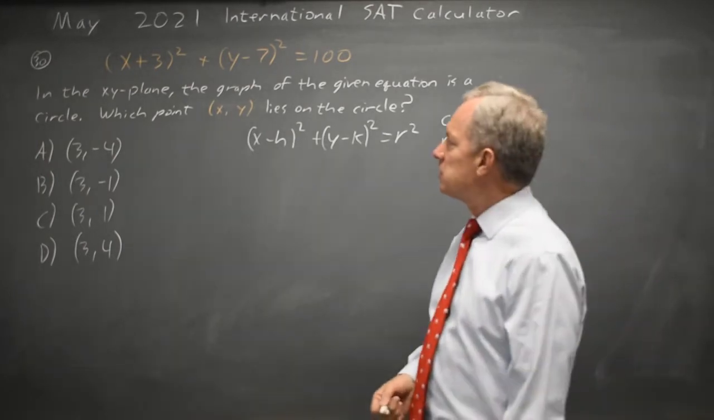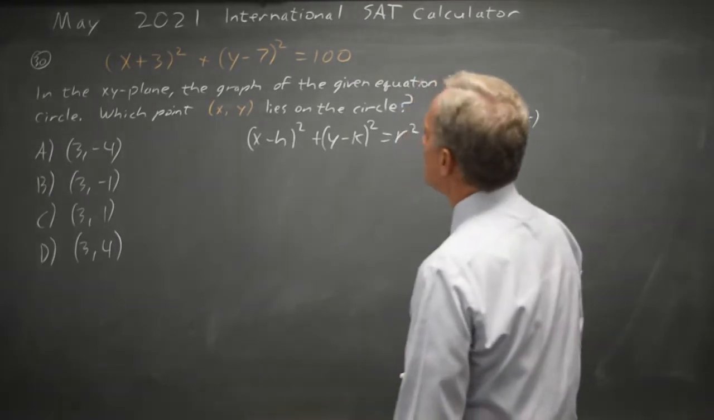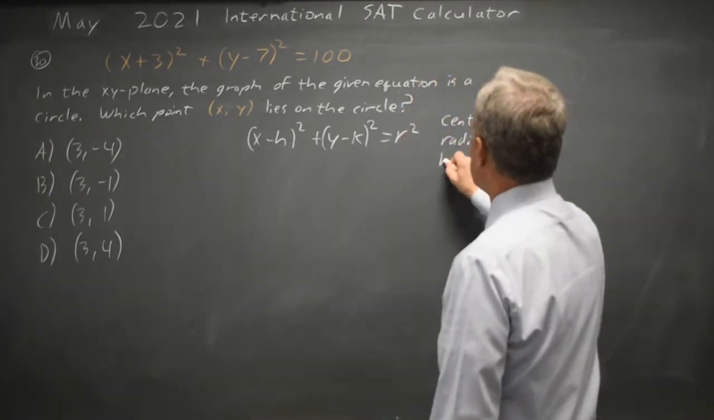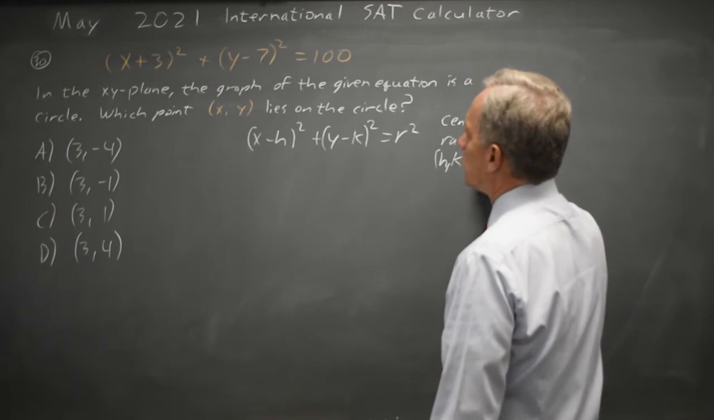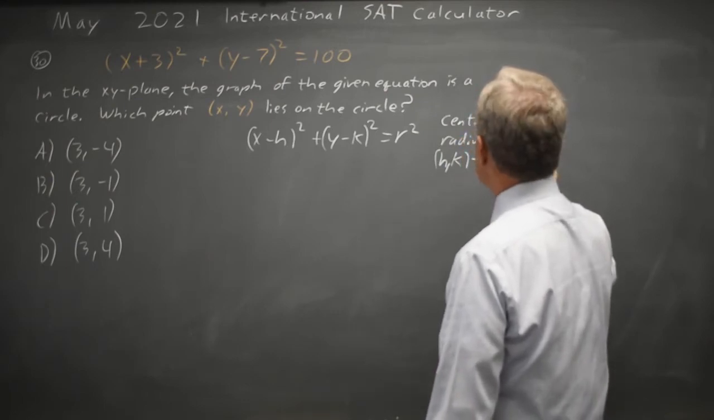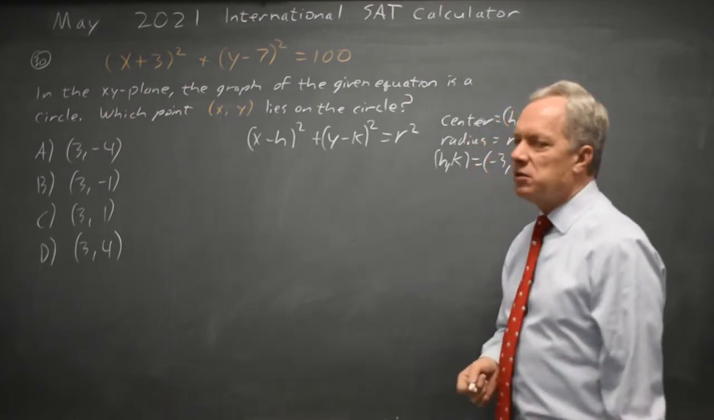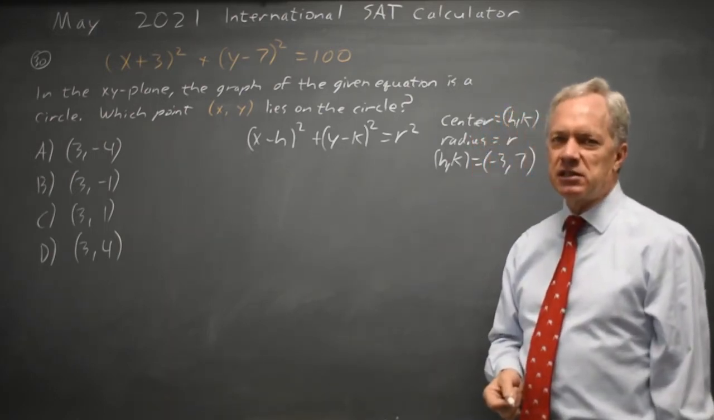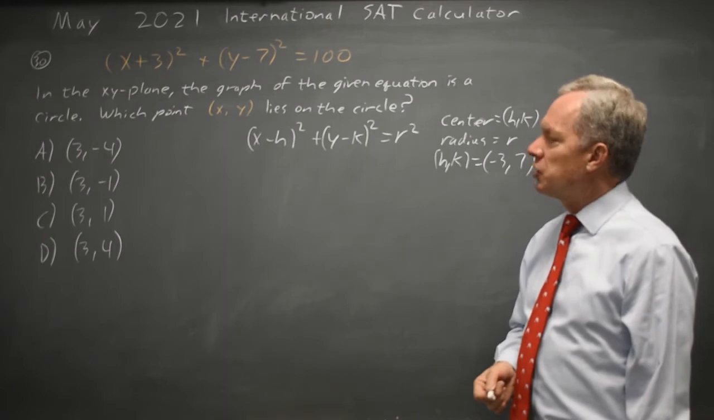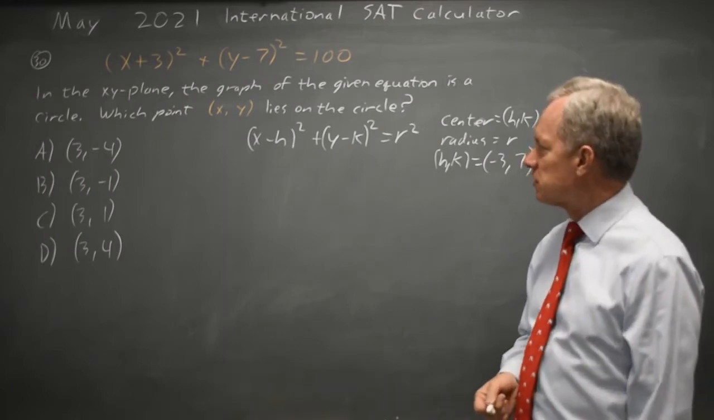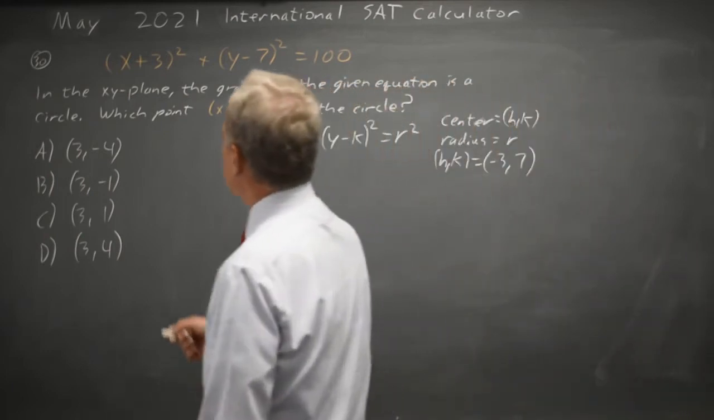You can also look at this as the center is at (h, k) equals (-3, 7), and then you need a point that's a distance 10 from that point for your point to lie on the circle. I'm just going to substitute in the values.